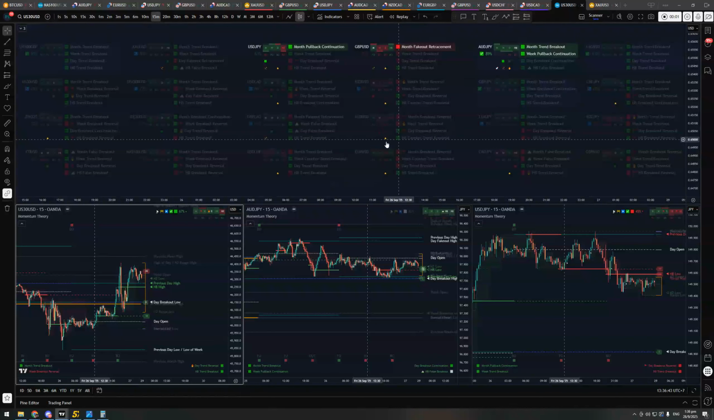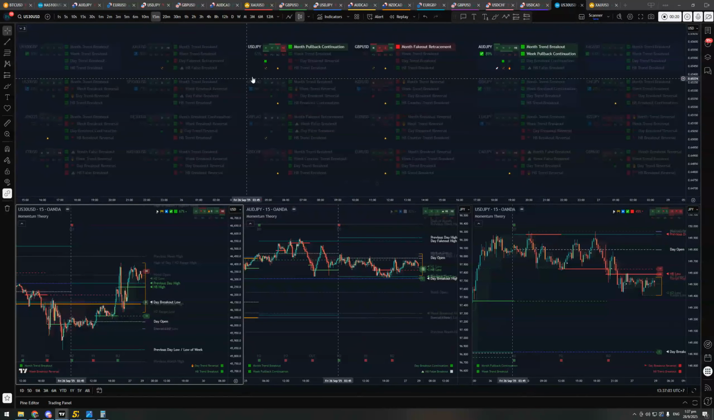Okay, I've just updated Momentum Theory Scanner. I'm going to talk about how to use it in a different video, but for now I'm just going to talk about what I've updated. So the main update is I've changed the cycles to be exactly identical with the cycles that you see in Momentum Theory. Previously they were just slightly different, but now they're exactly the same.